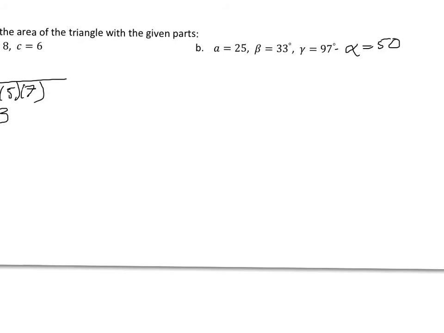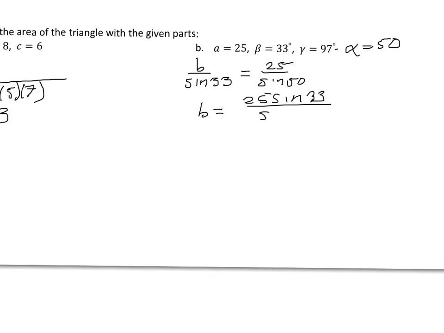Let's go for B. So we're going to go B over the sine of 33 equals A, which is 25, over the sine of alpha, which is 50. So then B equals 25 sine 33 all over sine of 50. B is 17.8. Thank you. Okay, now we're ready to use our area formula.